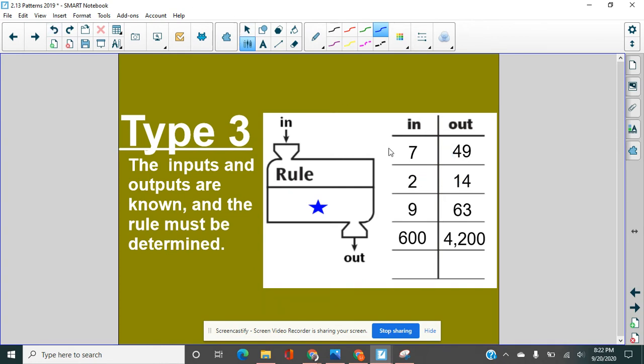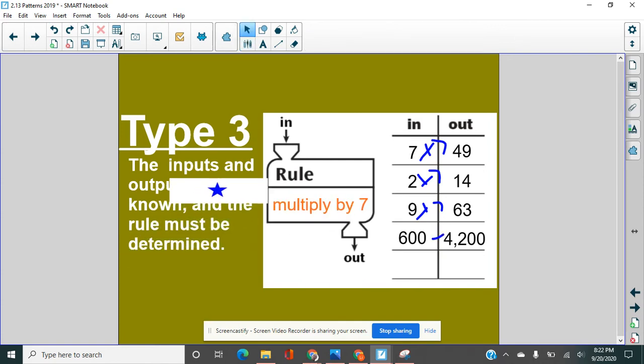So if the number is going up and it's not adding, you know what it is, multiplying. So 7 times 7 equals 49. Does 2 times 7 equal 14? Yes. Does 9 times 7 equal 63? Yes, again, and it works down here also. So our rule is multiply by 7.